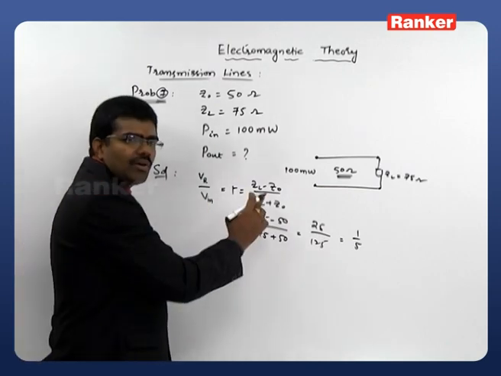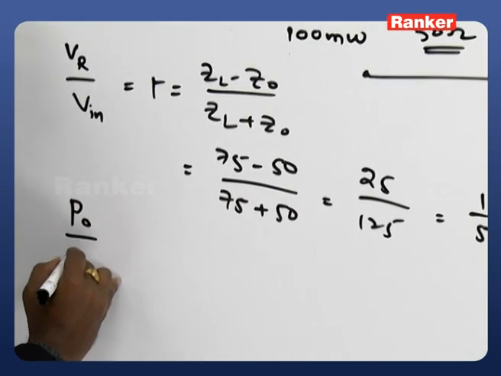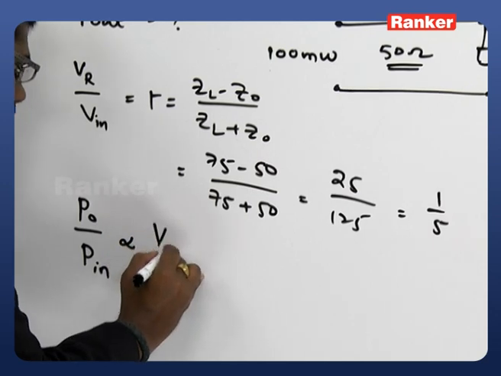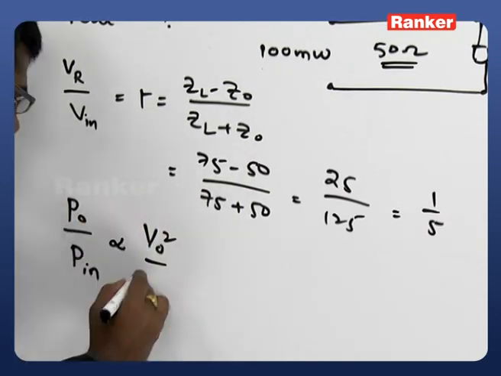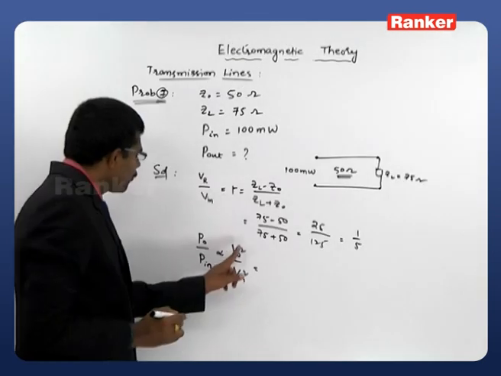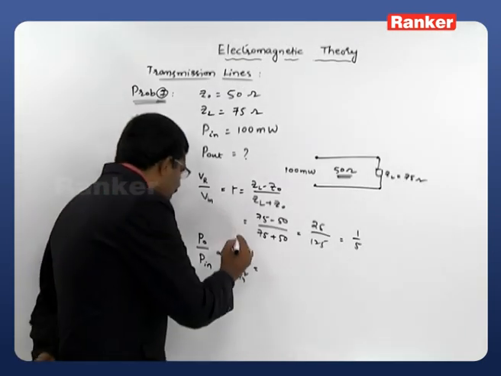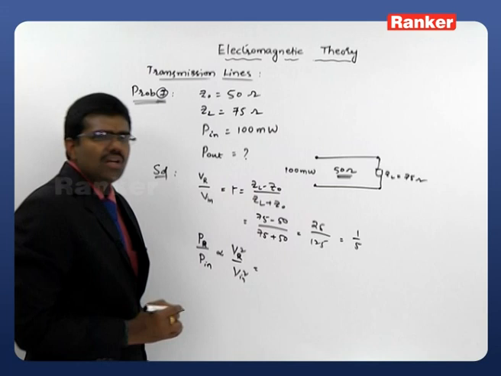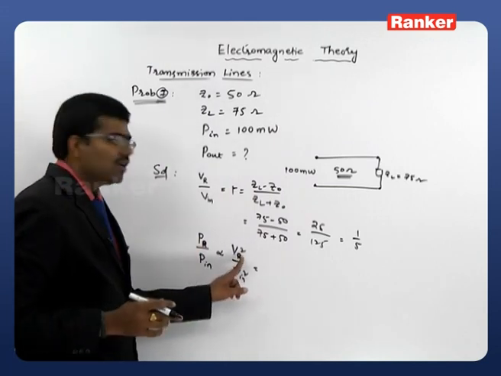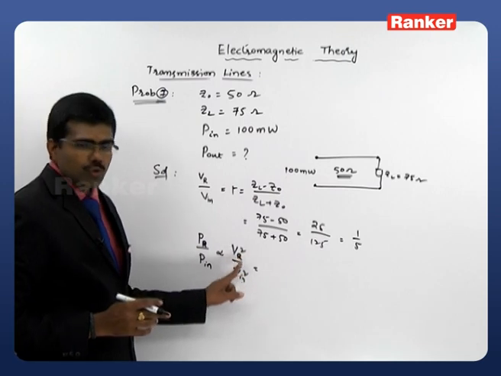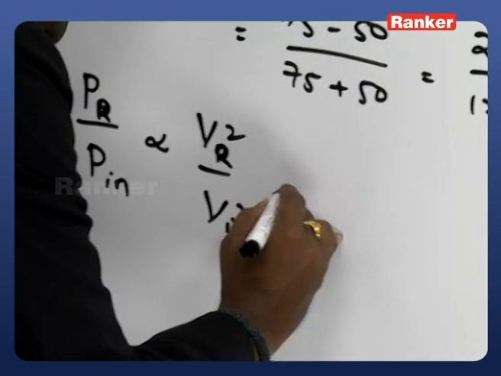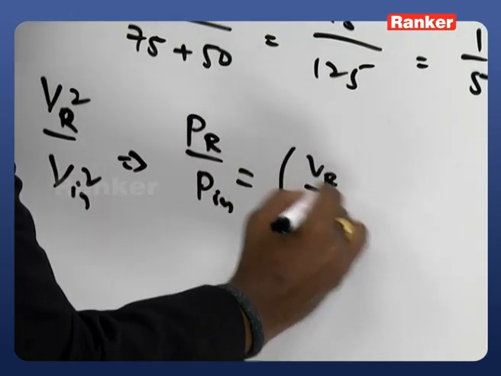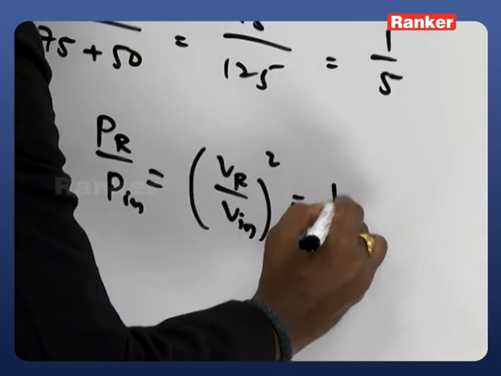So 1/5 of voltage applied will be reflected from the load. Now how to convert this into power? As we know, P output divided by P input is directly proportional to V output square divided by V input square. So V naught by V in whole square, or here, if you are taking power reflected, PR is directly proportional to VR squared. You can take either P output or V output, P reflected or V reflected, both you can take. So PR by P in is equal to VR by V in whole square, which is simply gamma square.